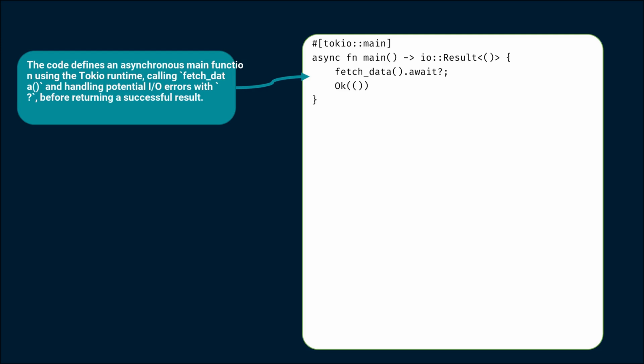Finally, we return Ok to signify that the operation was successful, completing our run with the Tokio runtime in a clean and efficient manner. This setup exemplifies how straightforward it is to harness the power of asynchronous programming in Rust, laying the foundation for building robust applications.